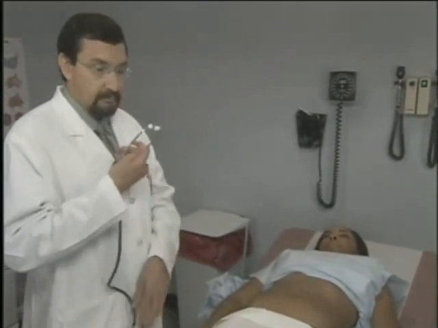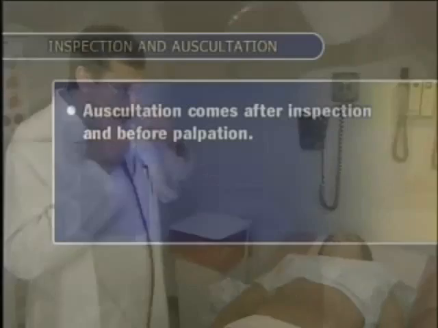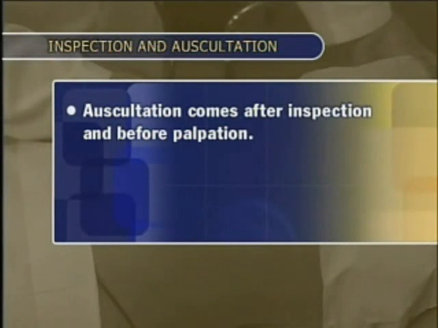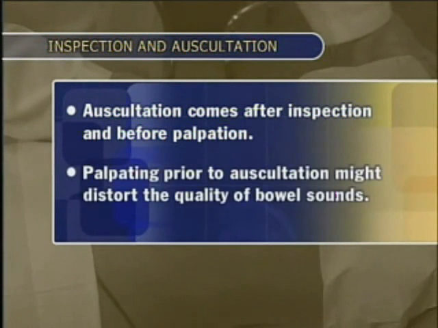Note that, for the abdomen, auscultation comes after inspection and before palpation. This is different from other regional examinations, in which palpation precedes auscultation. In the abdominal examination, palpating prior to auscultation might distort the quality of bowel sounds.